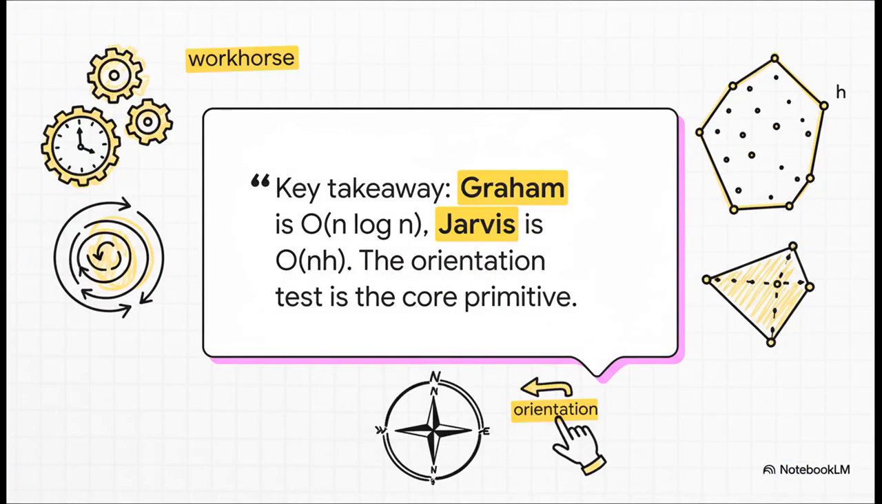So if you only remember one thing from all this, make it this. Graham scan is your O of n log n workhorse. Jarvis's March is your O of n times h specialist, perfect for when the hull is sparse. And the engine that powers them both? That simple, elegant orientation test, just checking if you're turning left or right.